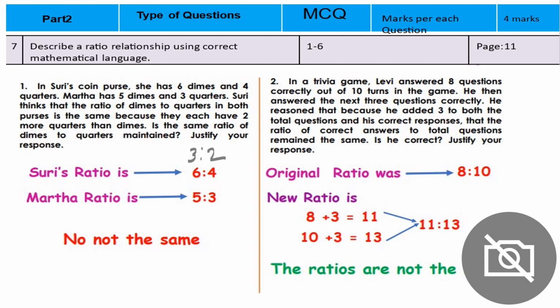So here also, the same way, they have given you the ratio 8 is to 10. Then 3 questions were added to both total questions. That means for this 8 they added 3, for this 10 they added 3. So 8 plus 3 is 11, 10 plus 3 is 13. So 8 is to 10, 11 is to 13. 8 is to 10, you can make that in simplest form if you want. Both you can divide by 2, so it will be 4 is to 5. 4 is to 5, 11 is to 13. Both are not in the same ratio.